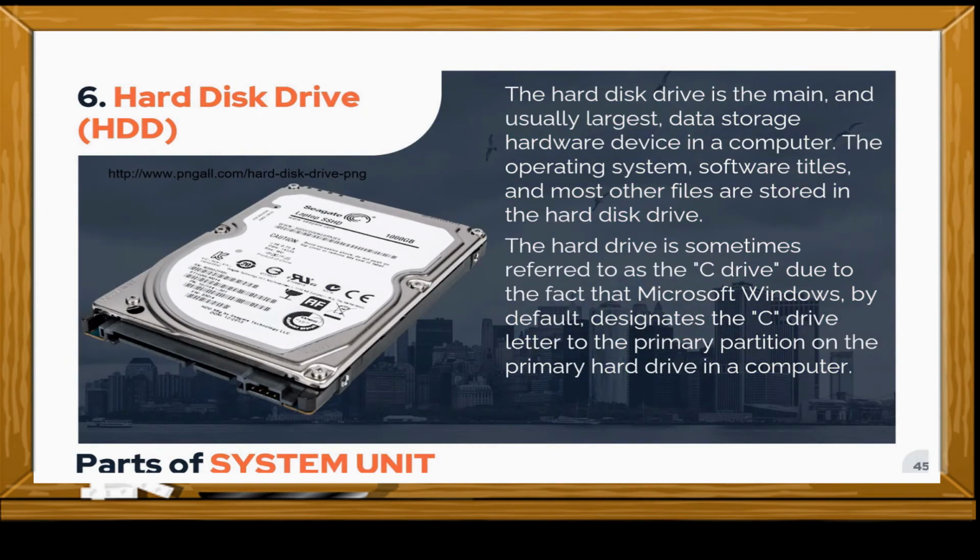Next part of the system unit is the hard disk drive. The hard disk drive is the main and usually largest data storage hardware device in a computer. The operating system, software titles, and most other files are stored in the hard disk drive. The hard drive is sometimes referred to as the C drive due to the fact that Microsoft Windows, by default, designates the C drive letter to the primary partition on a primary hard drive in a computer.